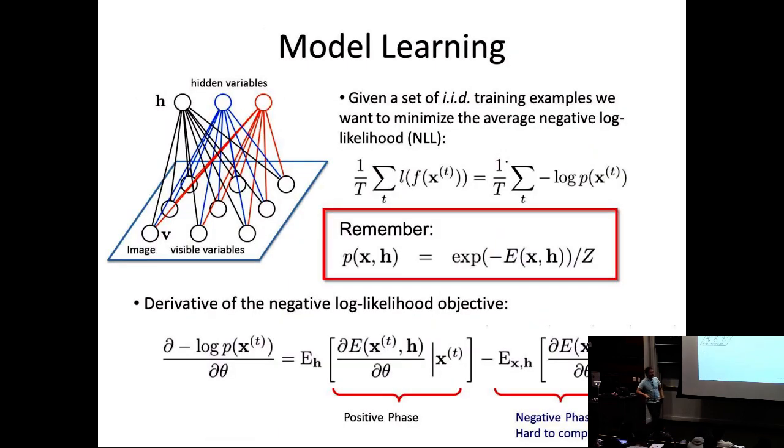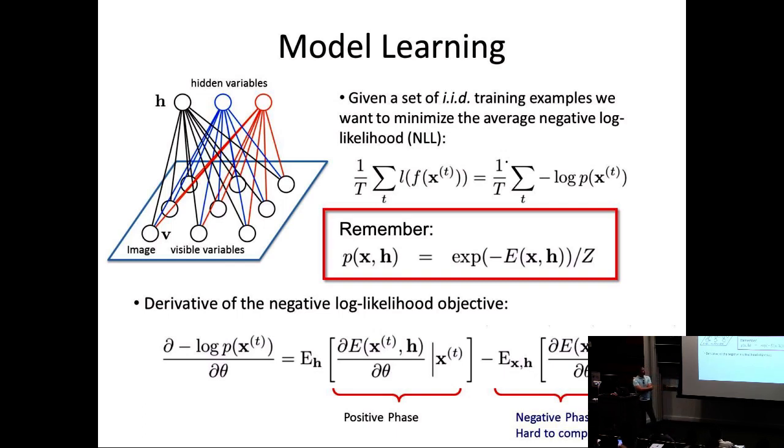Now, how do we do learning in this model, right? And that's generally true for all types of undirected graphical models, conditional random fields, Markov random fields. How do we learn the parameters of this model? So let's say we're given a set of IID training examples, and we want to minimize the average negative log likelihood, or we want to maximize the log likelihood. So we're going to be looking at the loss function. What we're going to do is try to minimize the average of the negative of the log of the probability.